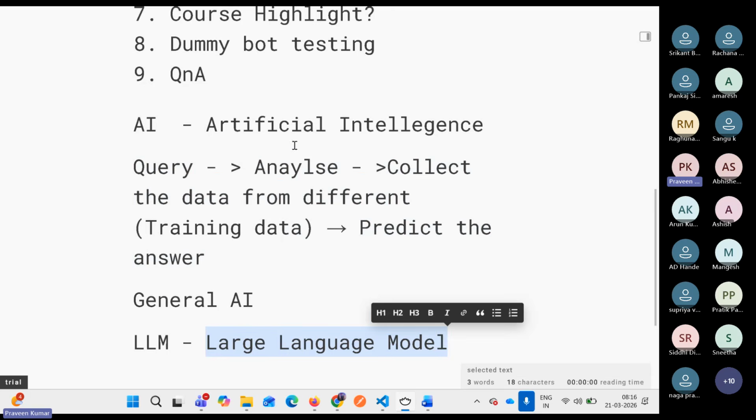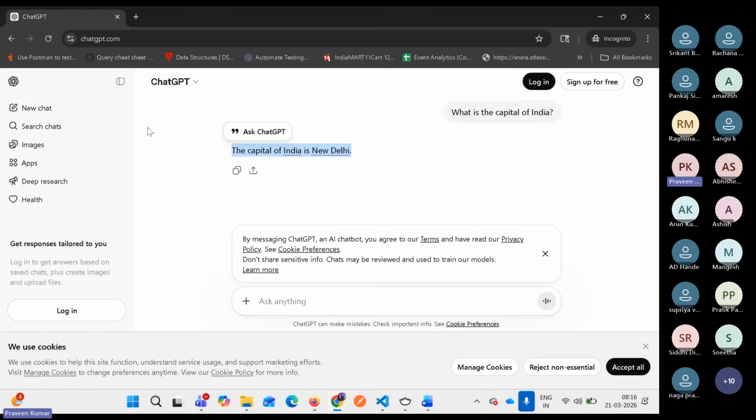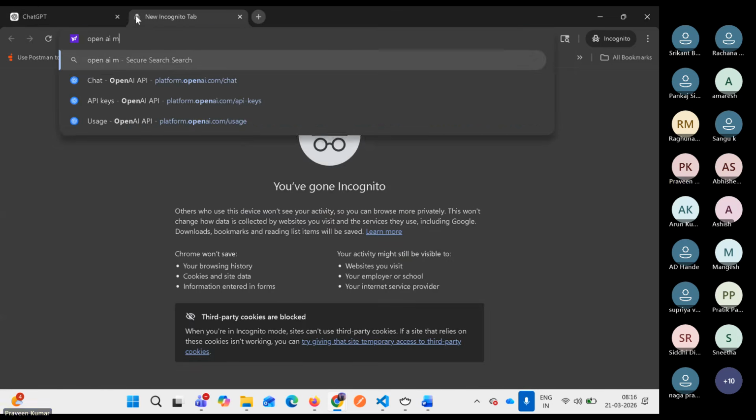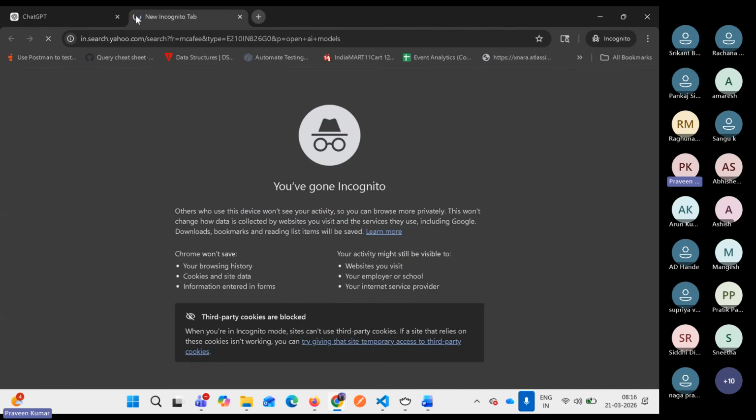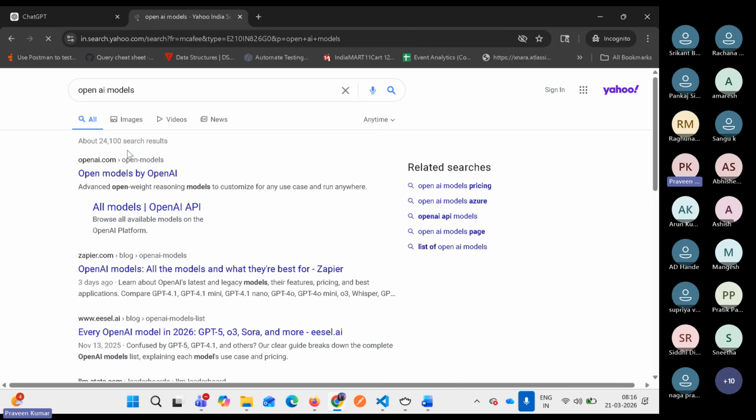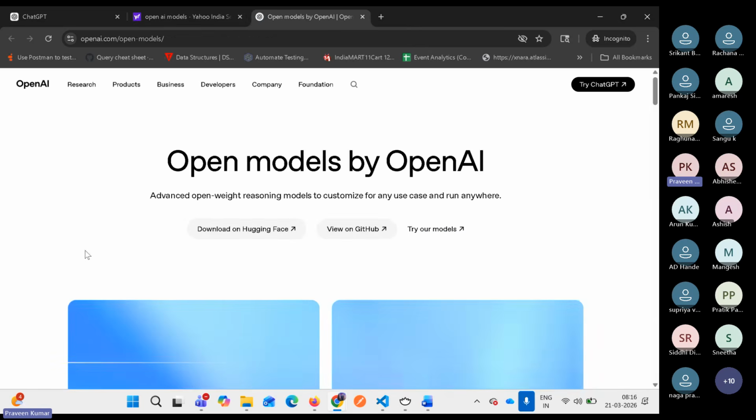Without LLM, AI is nothing. AI is just a system that has been given a name, ChatGPT. But inside that, there are many other models available, which are being used by ChatGPT to give us an answer, right? In some other session, I'll show you the different types of models that are available.